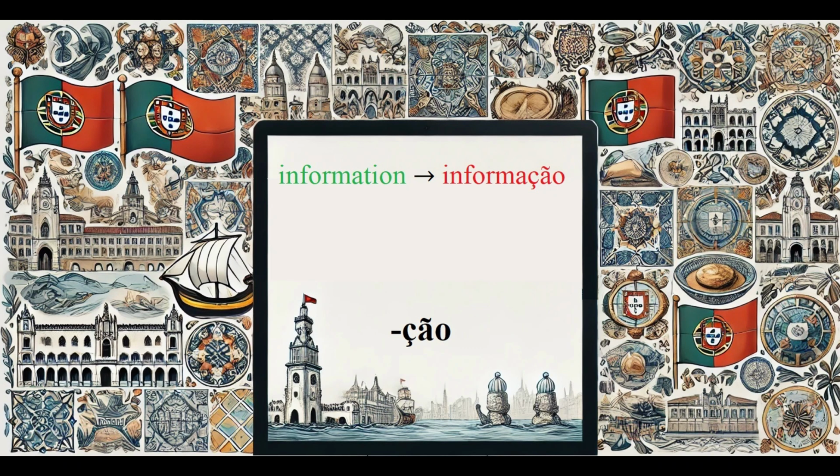If you followed the last lesson, you already know how to convert words that end in tion in English into são, words like information to informação. Today we're going to learn 2 more simple tricks that will give you access to hundreds of new words. Let's start with words in English that end in ous. These words convert to oso. You already know more Portuguese than you think.